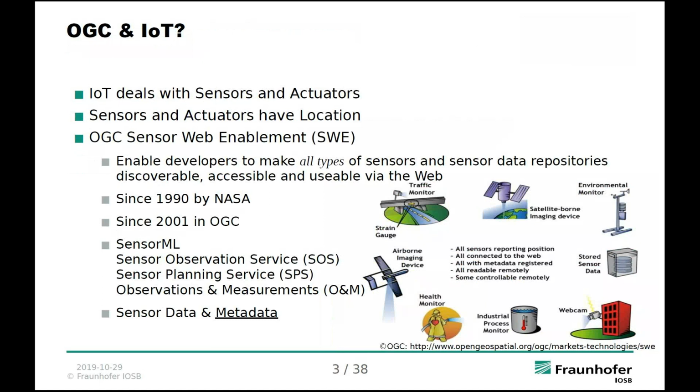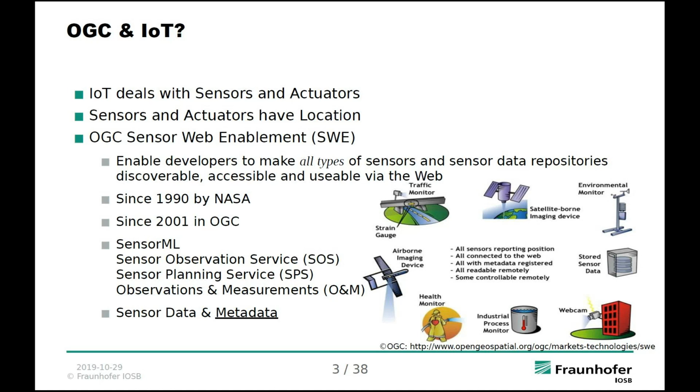So how does, you may ask, how does OGC and IoT fit together? So IoT deals with sensors and actuators, and the sensors and actuators actually have a location and they interact with the real world. So geolocation is actually inherent.